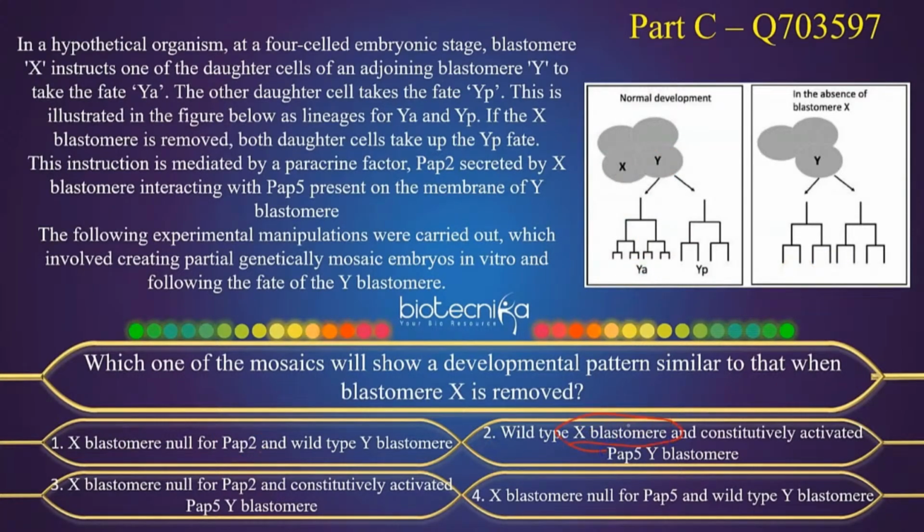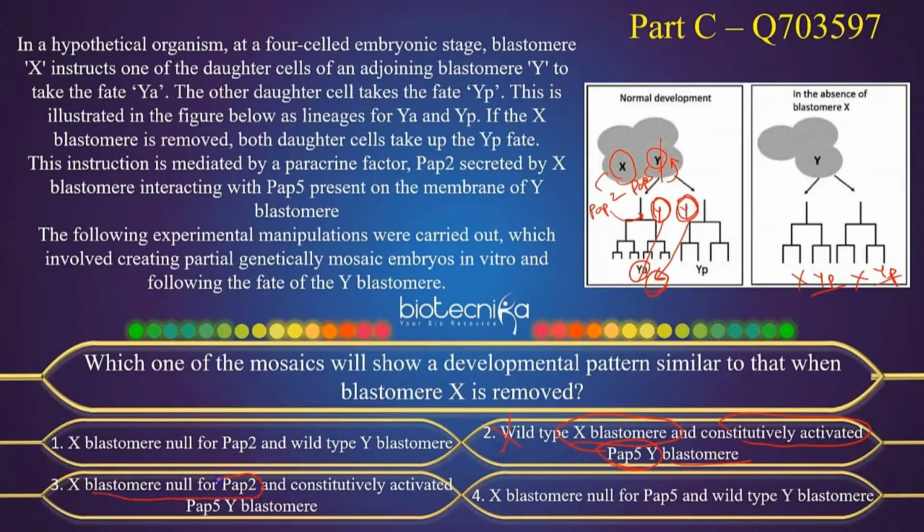Wild type X blastomere. X is fine, it will give signal PAP2 and constitutively activated PAP5 blastomere. Constitutively activated means the PAP5 is always activated in Y. Now PAP5 is activated in Y means both the daughter cells of Y will have PAP5 signaling in them. They need not be activated by PAP2. The receptor is activated by itself. So signal is not required. In that case, both the daughter cells will go towards YA fate, which is not similar to this because in this case both the daughter cells are going towards YP fate. So that's why this won't be the correct answer.